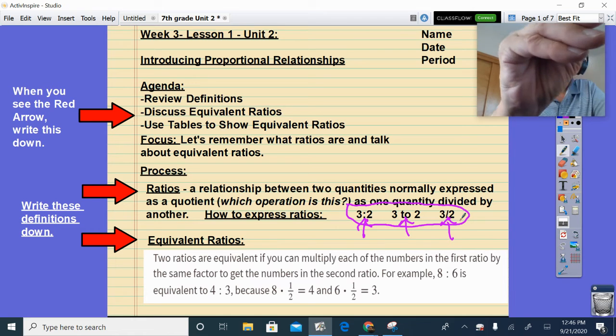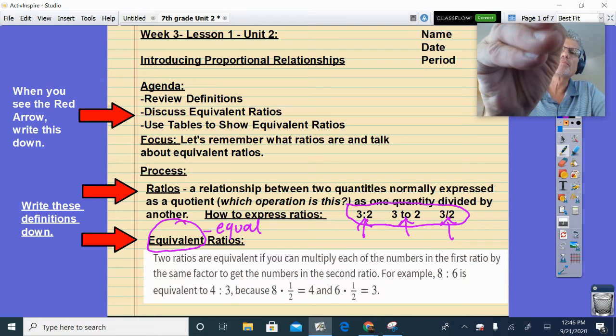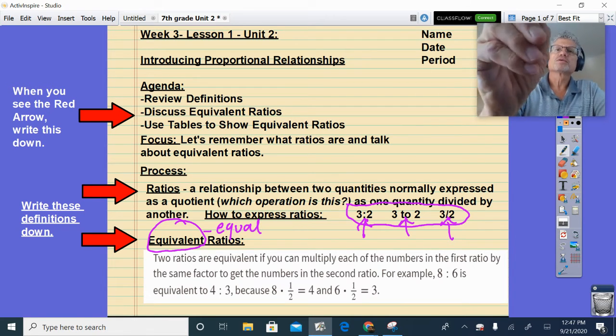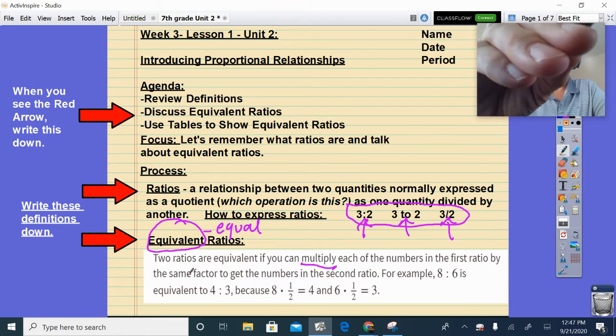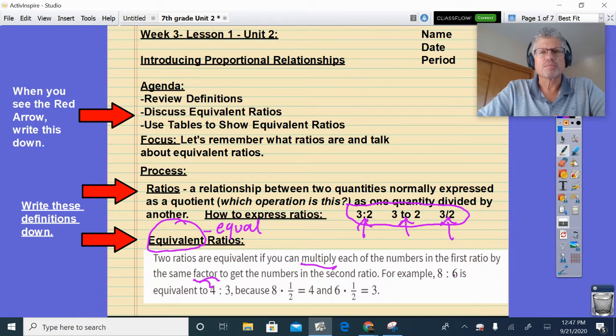Now, equivalent ratios. What does equivalent mean? Well, equivalent means equal. So these 2 ratios are equivalent, or equal to each other, if you can multiply each of the numbers in the first ratio by the same factor to get the numbers in the second ratio. So let's break that down. Multiply and factor indicate multiplication. And so for the example they gave us, 8-to-6 is equivalent to 4-to-3. And those numbers might sound familiar because 8 times 1/2 is 4, of course, and 6 times 1/2 is 3.